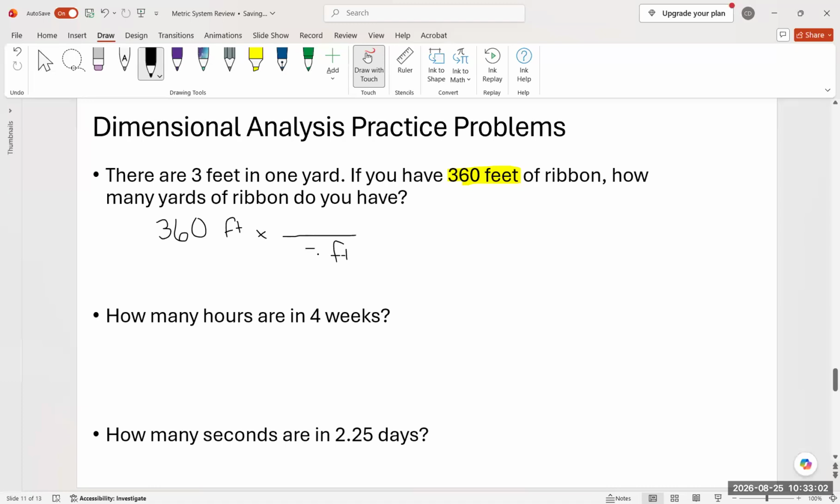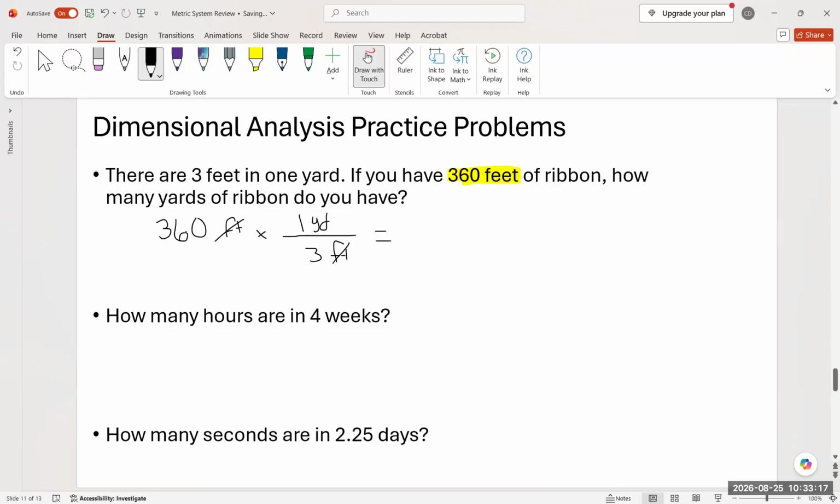So I know I have 3 feet in 1 yard. So notice my feet are going to cancel out. That will leave me with the unit of yards. Well, that's good because that's what I'm asking for. How many yards will I have?